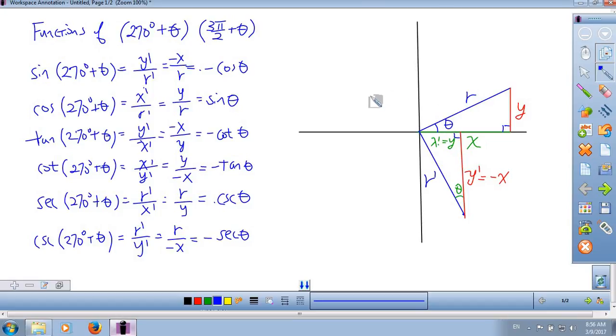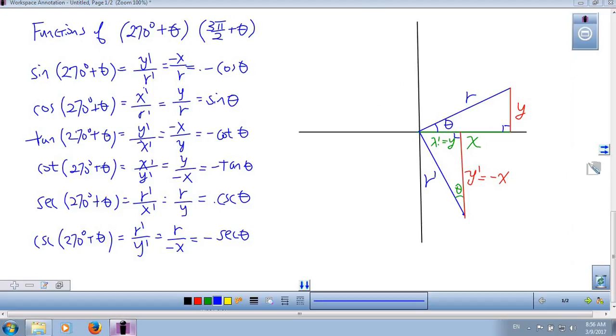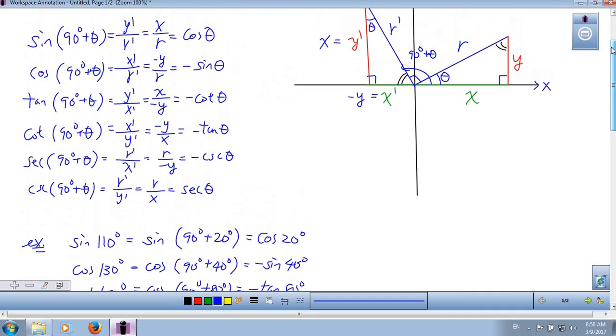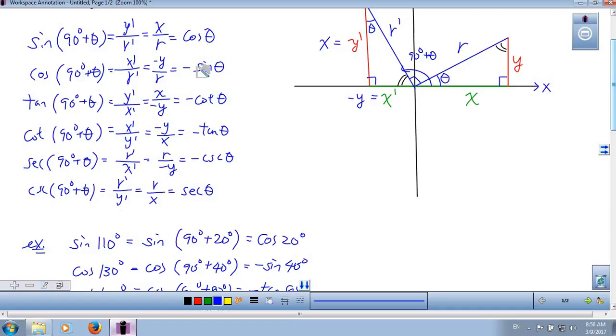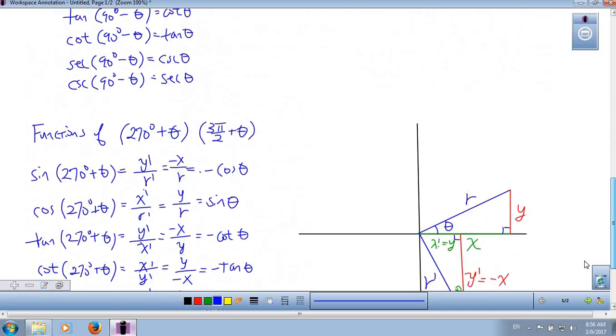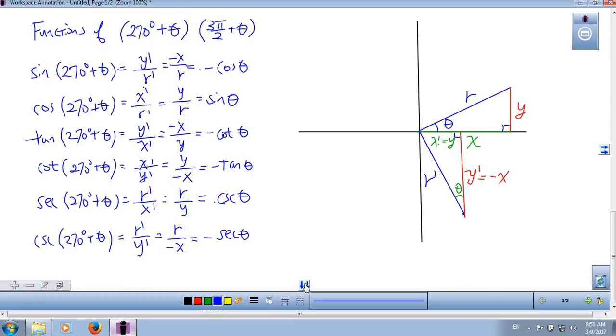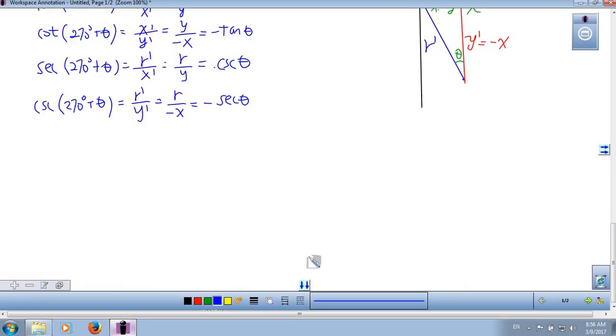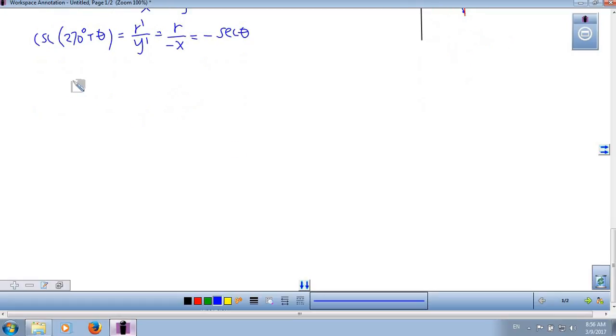When we add 90 degrees, when we shift one quadrant, as you can see back at the beginning of today's lesson, cosine and secant remain positive, and everything else remains negative. And what about if we do 270 degrees minus theta?